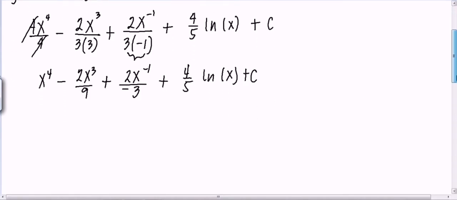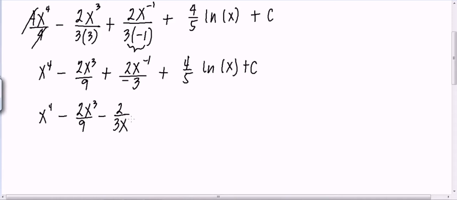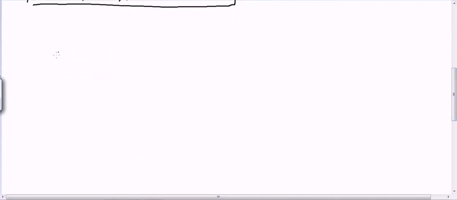Okay? So, iayos pa natin ito. Ito, medyo magulo siya. Ayan. So, x raised to 4 minus 2x cubed over 9. So, 2 over negative 3, syempre, magiging negative na yung buong fraction. So, negative 2 thirds. And then, x raised to negative 1, ibaba natin siya para maging positive. So, mapupunta siya dito. X raised to 1. And then, plus 4/5 ln x plus c. So, here is our final answer. Okay, sige, let's have the last example of the integration of basic integration.